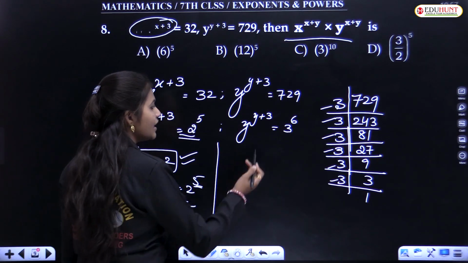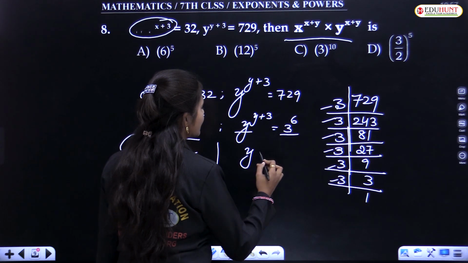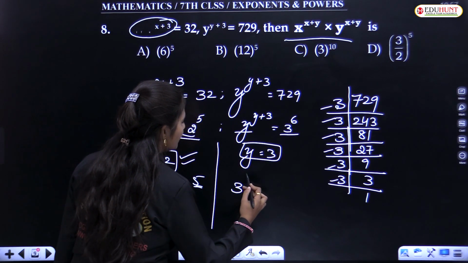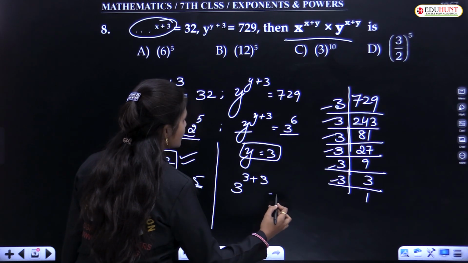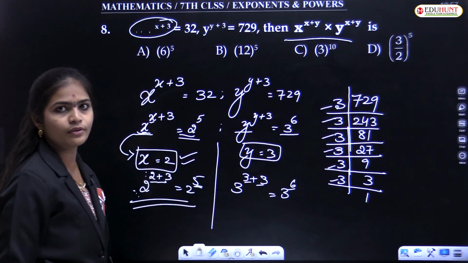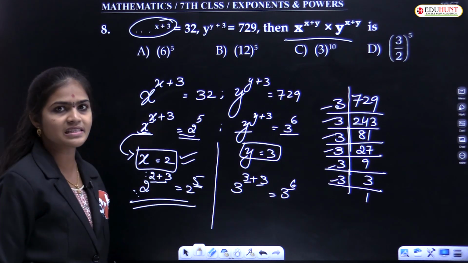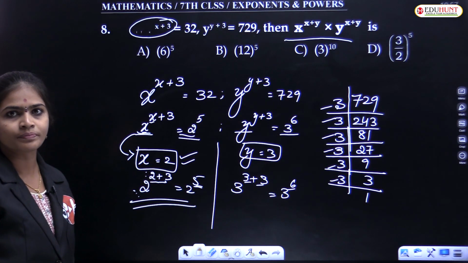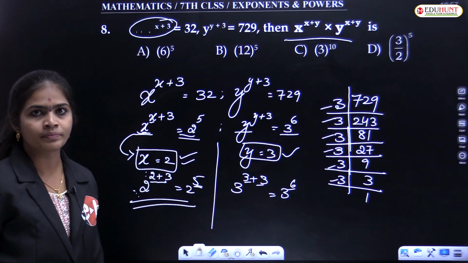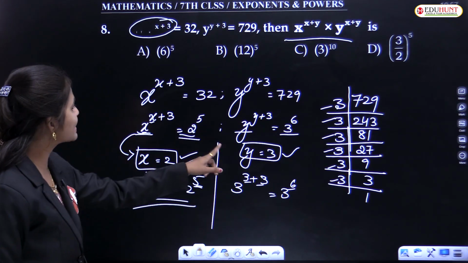And in the same way, by seeing here we can say that y is equals to 3. Why? Because here we can write this one as 3 power 3 plus 3, which is equals to 3 power 6. So 3 plus 3 is equals to 6 only, no? So that's why 3 power 3 plus 3 is equals to 3 power 6. So from this one we got that y is equals to 3. Now we got the values of x and y.